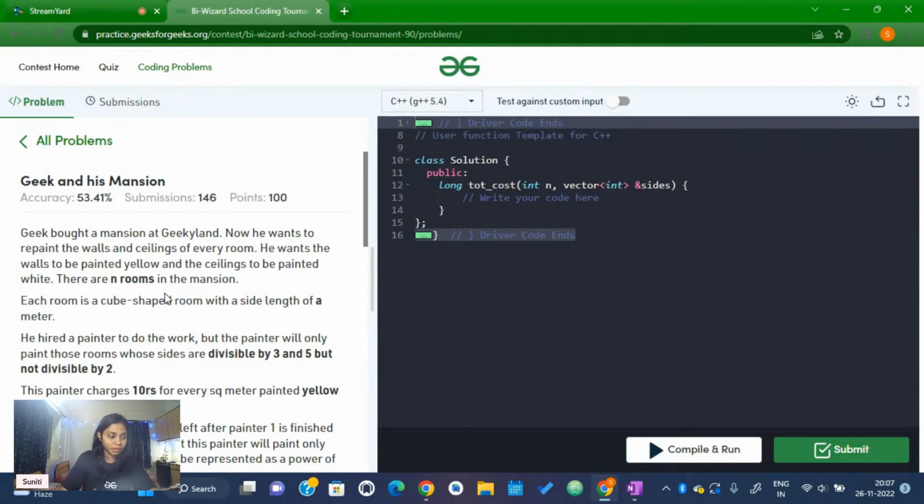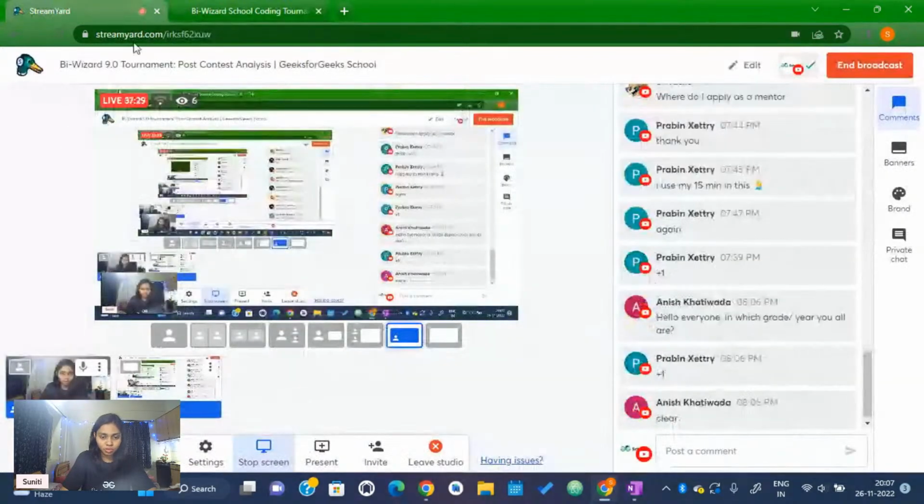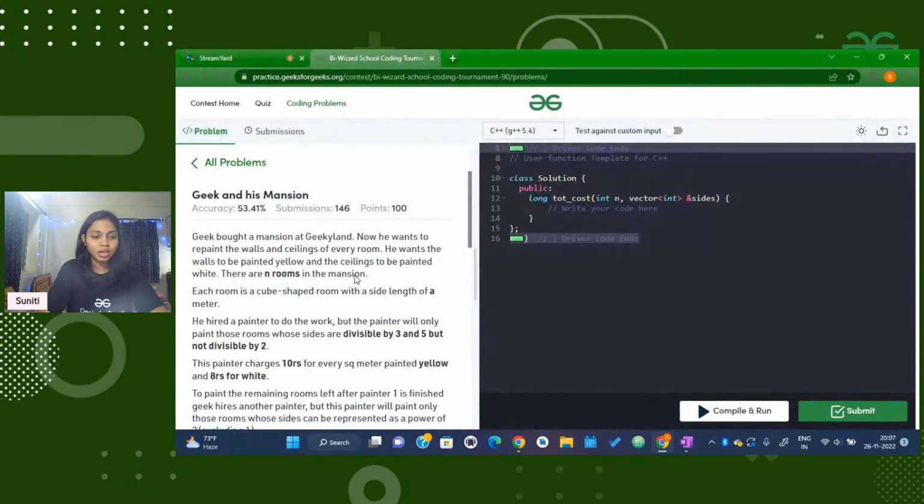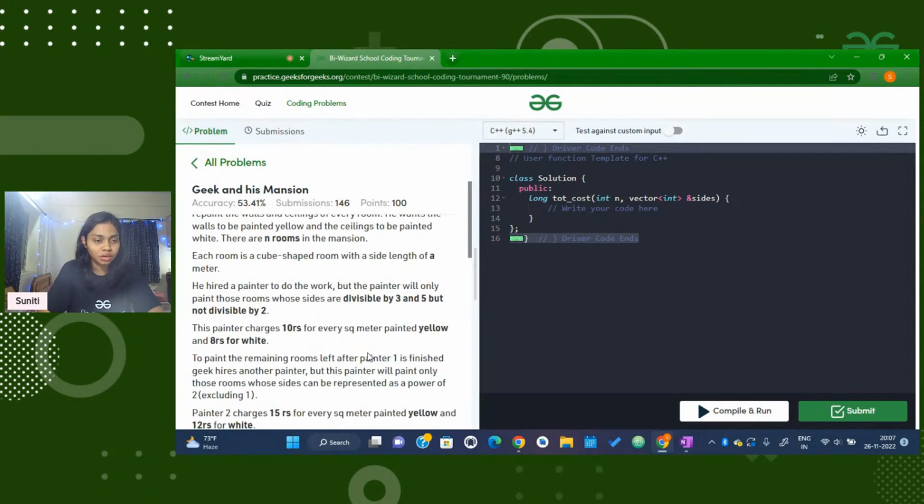I guess due to my picture, the statement might not be visible, so we can use this thing. The statement reads as, Geek bought a mansion at Geeky Land and now he wants to repaint the walls and ceilings of every room. He wants the walls to be painted yellow and the ceilings to be painted white. There are n rooms in the mansion. Each room is a cube-shaped room with a side length of a meter.